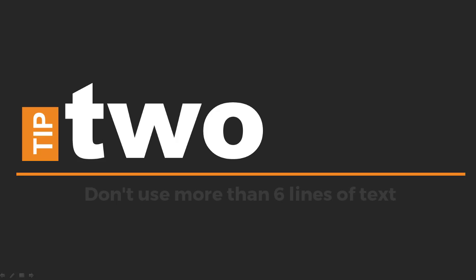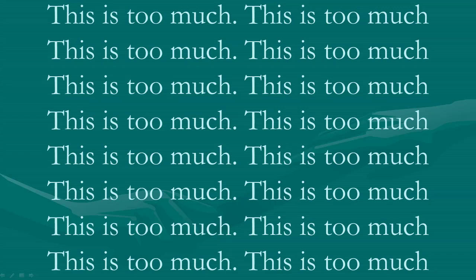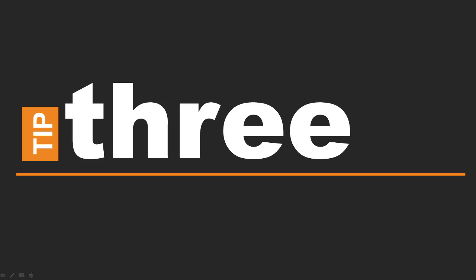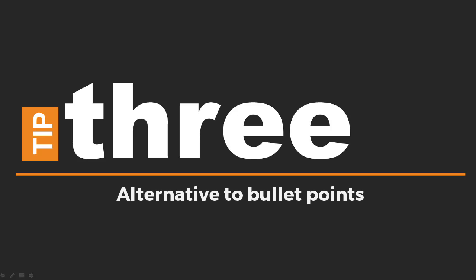Tip 2. Don't use more than 6 lines of text. Packing too much information into a slide will completely undermine its purpose. It will make the slide look cluttered, and the amount of information on a single slide can be overwhelming and difficult for students to digest. Instead, it's far better to break the information up into bite-sized chunks, spread across multiple slides, making it easier to read.